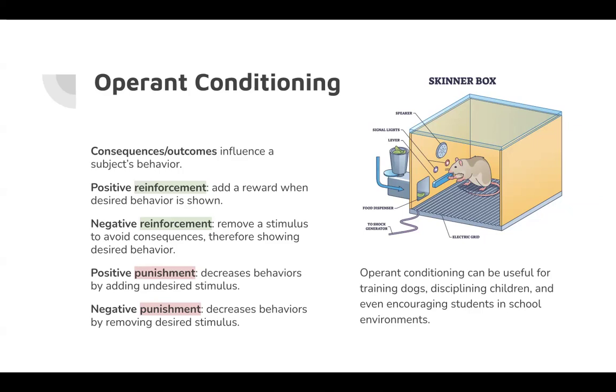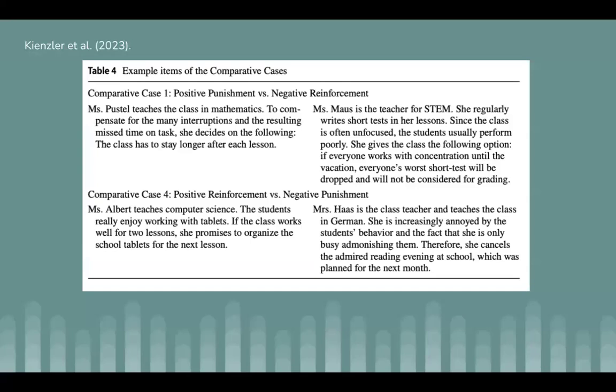In all, operant conditioning can be useful for training dogs, disciplining children, and also encouraging students in school environments. So, I read this study in which it was highlighted that operant conditioning can be very influential and very useful for teachers in school settings. They gave different examples of positive punishment, negative reinforcement, positive reinforcement and negative punishment, in order to help the teachers better understand how to help these kids either decrease behaviors or increase behaviors.